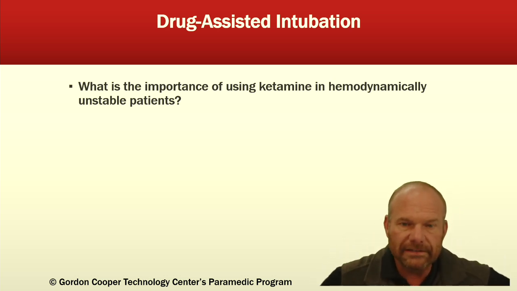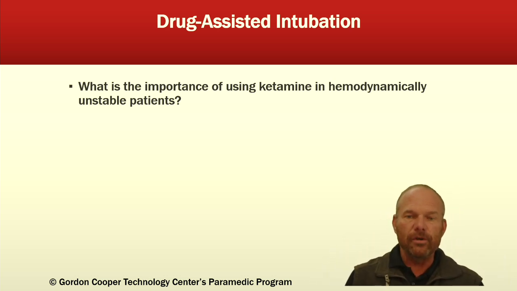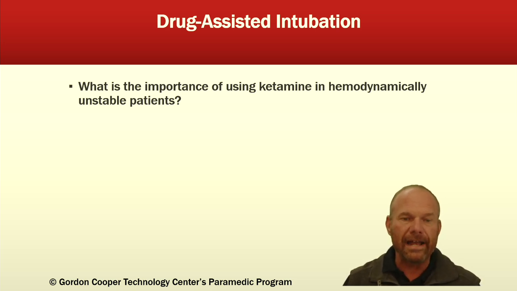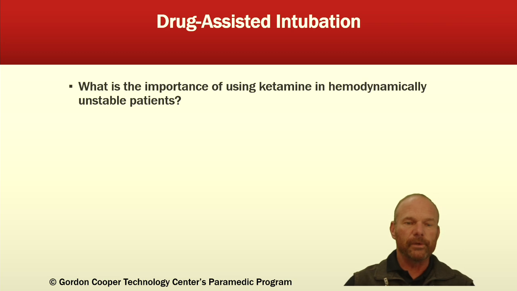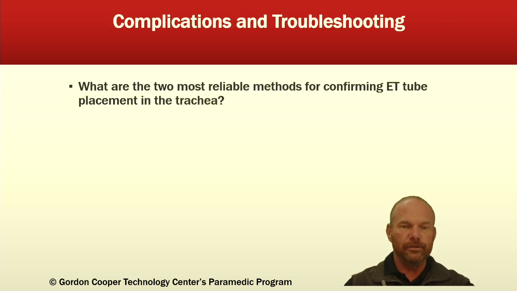What is the importance of using ketamine in hemodynamically unstable patients? Pause. Okay, so the key here is the hemodynamically unstable, because ketamine has a sympathomimetic effect, supporting blood pressure and cardiac output. That's going to be a really good option that we might use.